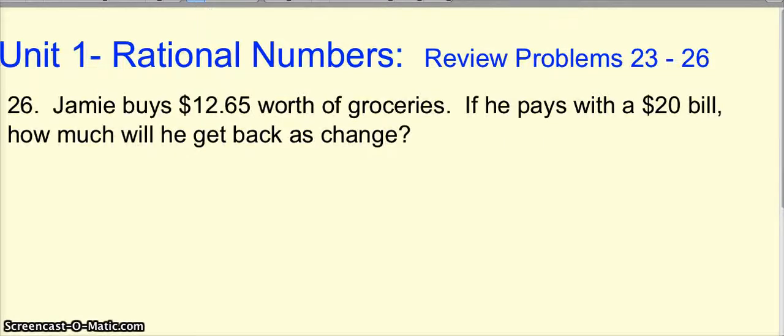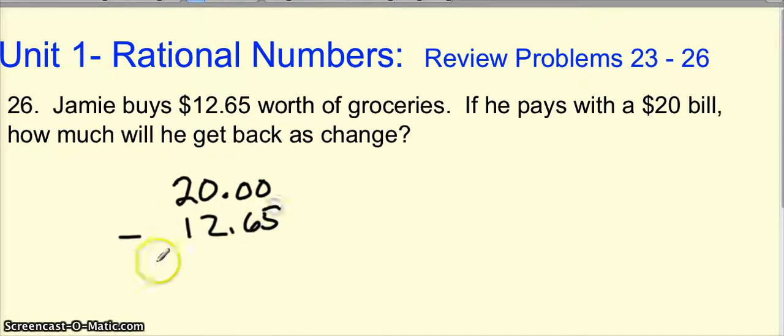We have that Jamie buys $12.65 worth of groceries. If he pays with a $20 bill, how much will he get back as change? So we know that we're going to give the cashier $20. And I'm going to write this as a decimal. And from that, they're going to take out $12.65. So taking out means we're subtracting. We've lined up the decimals.